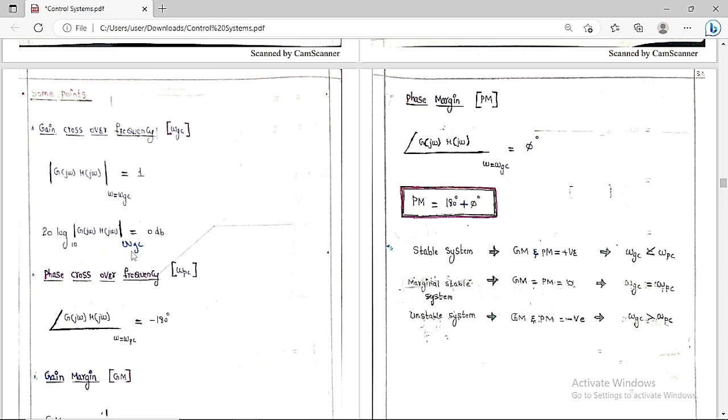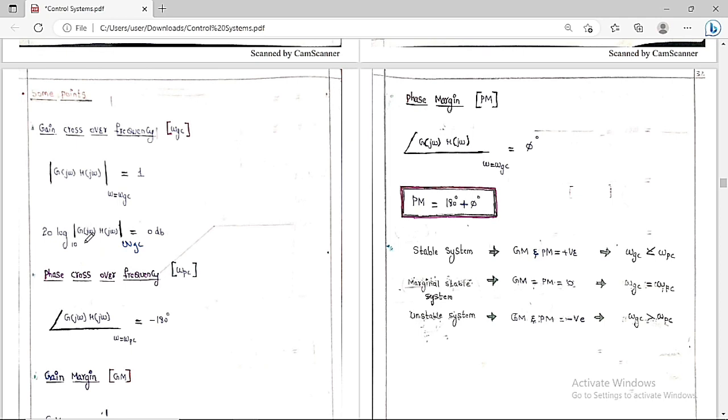So what is the meaning of gain crossover frequency? It is the frequency at which the magnitude of the open loop transfer function is equal to 1. Therefore the magnitude of G(s)H(s) at omega equal to omega_gc is 1, and 20 log base 10 of that magnitude is 0 dB, because the magnitude is equal to 1.